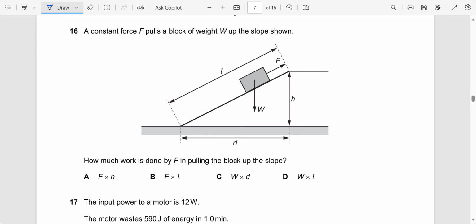A constant force F pulls a block of weight W up the slope. How much work is done by the force F in pulling the block up the slope? Since the force is this way, the distance has to be this way as well, because work done is equal to force times distance. So force times the distance moved in the direction of the force, FL.